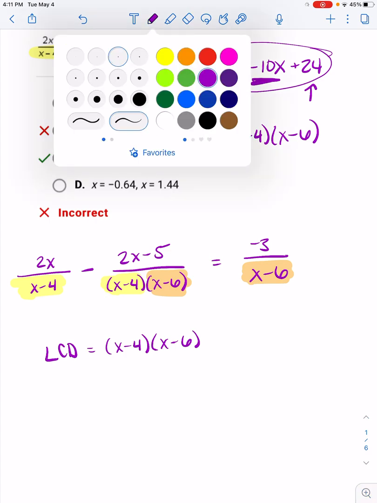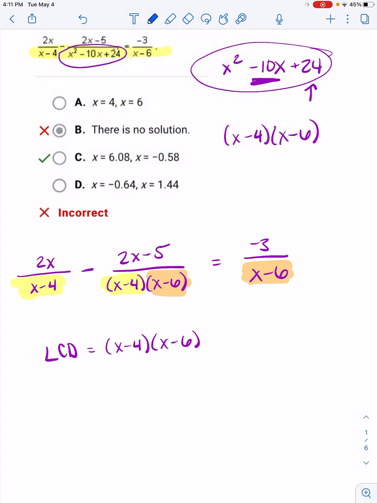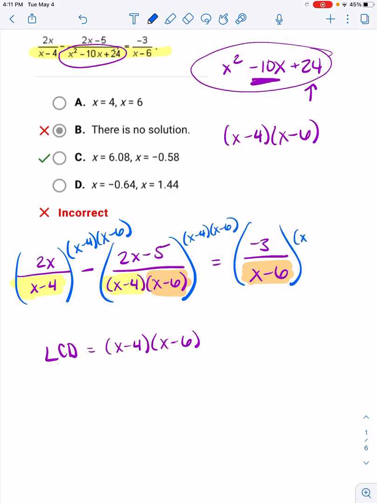So then your next step is we're actually going to multiply each of the individual fractions by the LCD. So this first fraction, I'm going to multiply the top by x minus 4 times x minus 6, okay? The next fraction, same thing, x minus 4 times x minus 6. The next fraction, same thing. And what that allows us to do is cancel out the denominator so that we're actually just solving a regular equation and getting rid of all the fractions, okay?